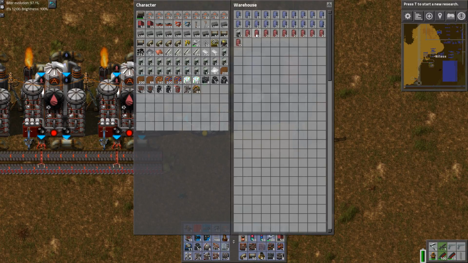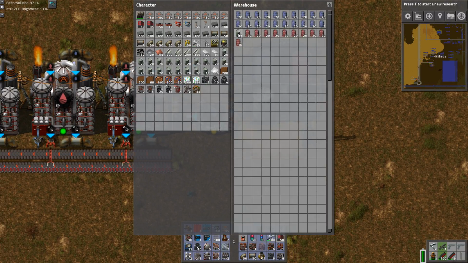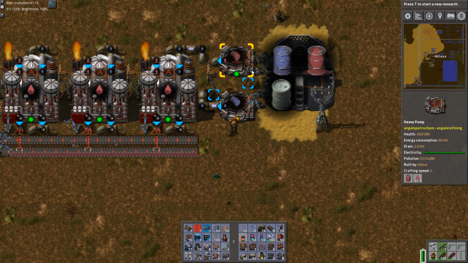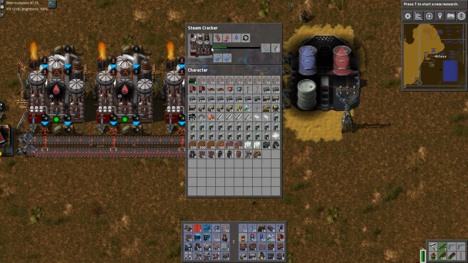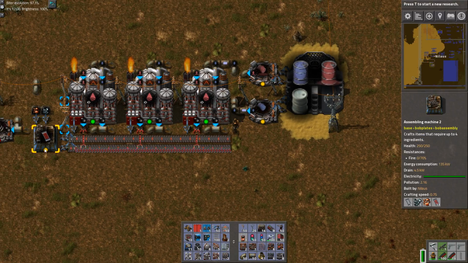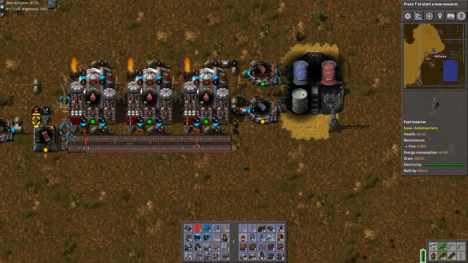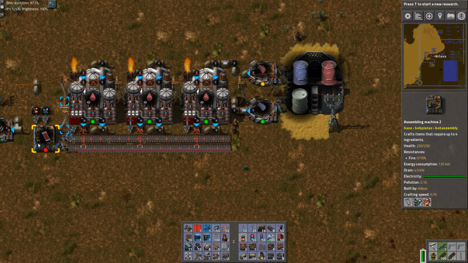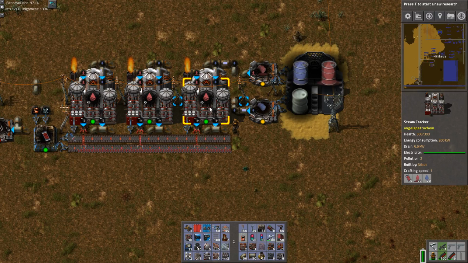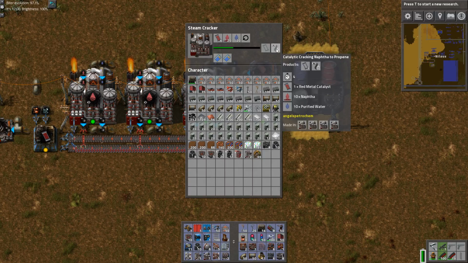We have naphtha coming in, we have purified water coming in, and these go into a steam cracker. In this case, it needs a red catalyst. The red catalyst is the easiest catalyst. So just set it up like this, keep it going. And here we are now creating propene.